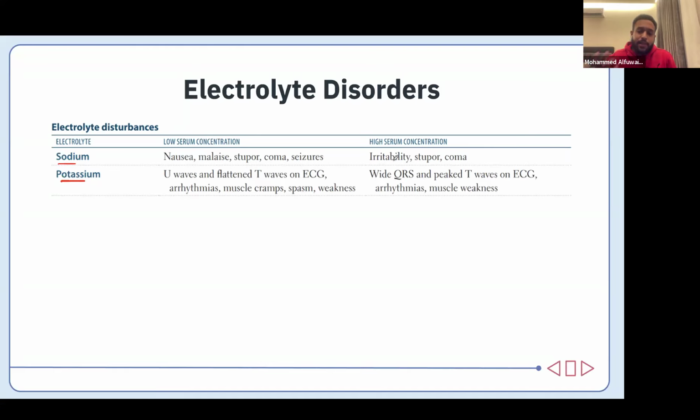Now, in an ECG, what is repolarization? What in the ECG is repolarization? You have the P wave, Q, R, S, and then the T wave. So now think with me. If you have hypokalemia, will repolarization be faster or slower?